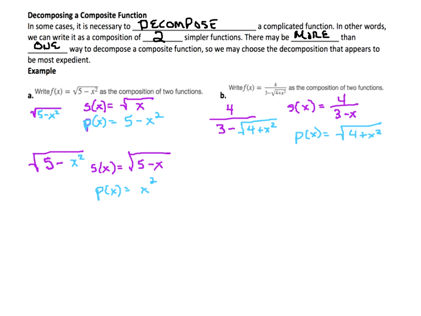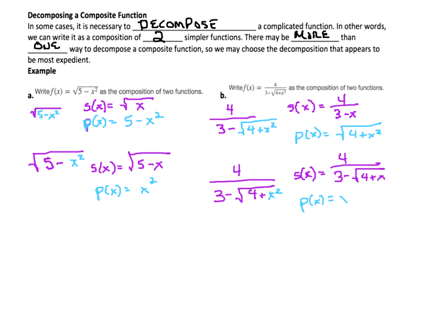There are numerous other ways you can look at this. Maybe it's something as crazy as this: 3 minus the square root of 4 plus, and then maybe x squared, like that. In that case, your shell function would be 4 over 3 minus the square root of 4 plus x, and your plug-in would be x squared. So there are other ways you can do it.